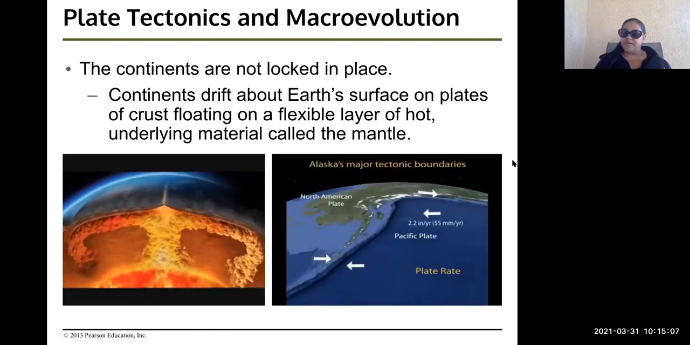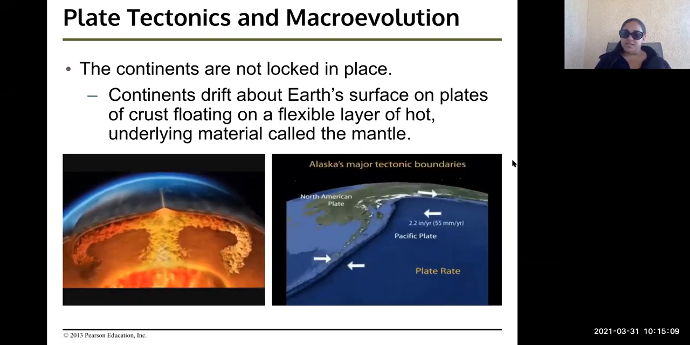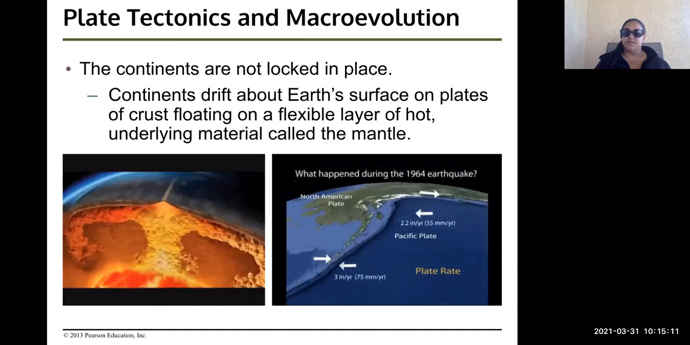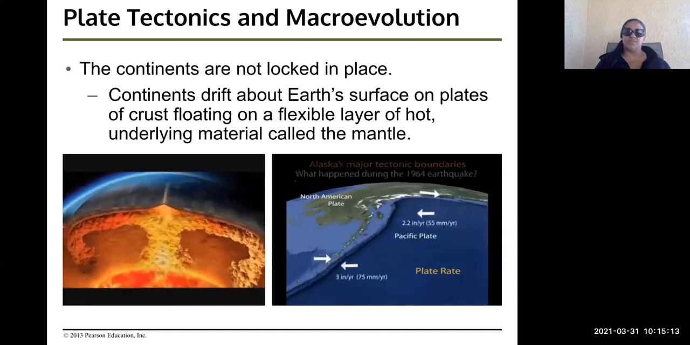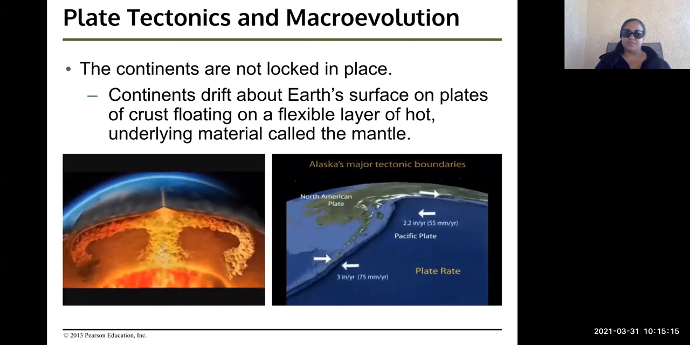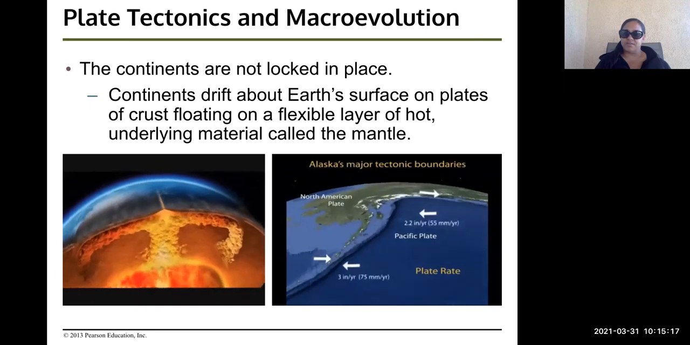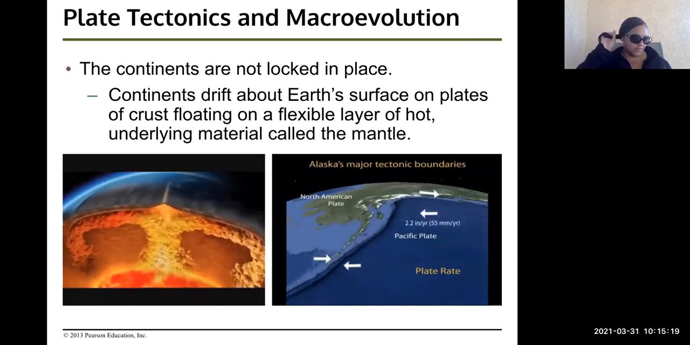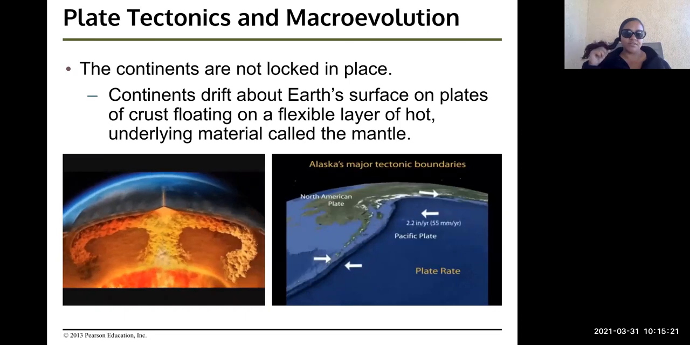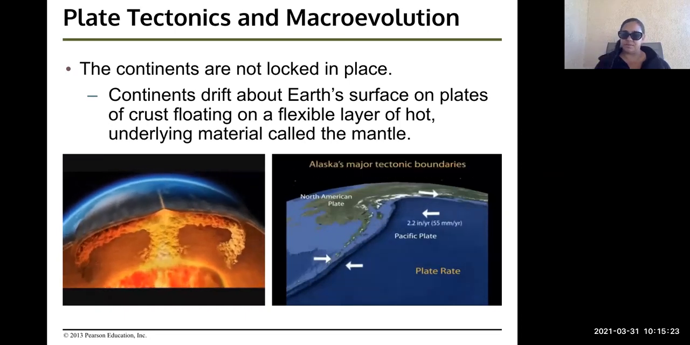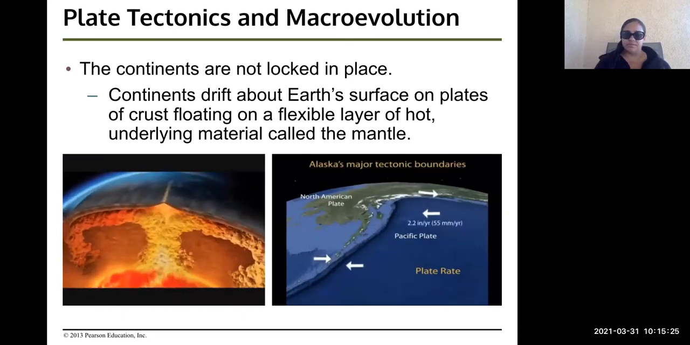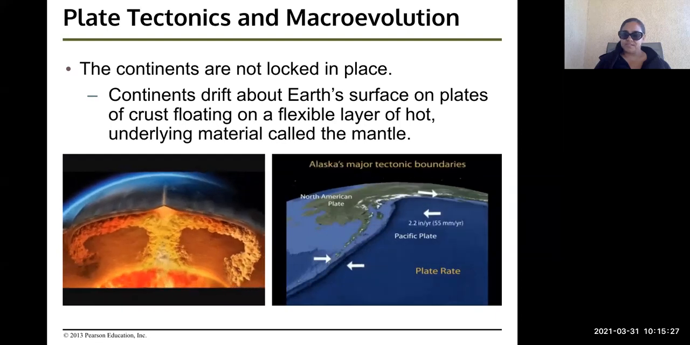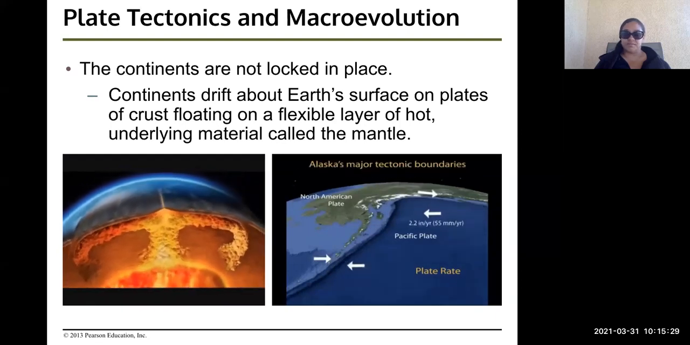Plate tectonics and macroevolution. The continents are not locked in place. Continents drift about the Earth's surface on plates of crust, floating on a flexible layer of hot underlying material called the mantle. If you've taken any kind of earth science class, this is what you learn about. And the plates shift against each other. This is also what causes earthquakes.